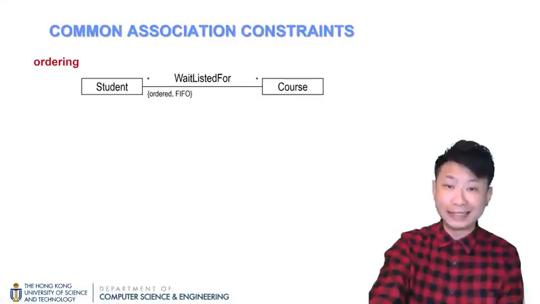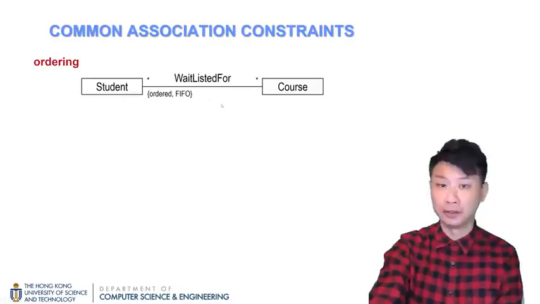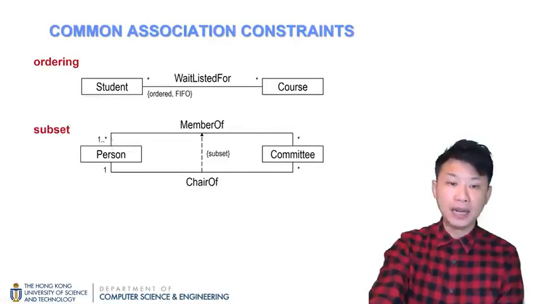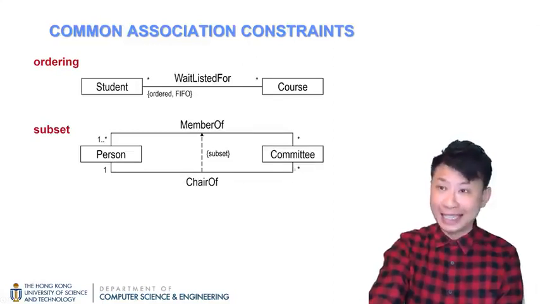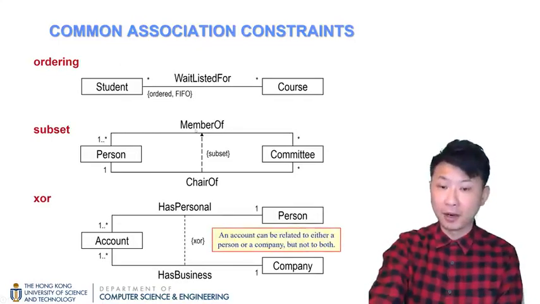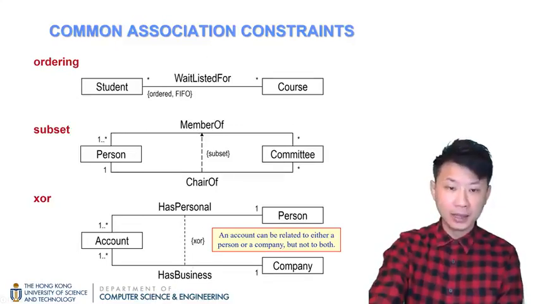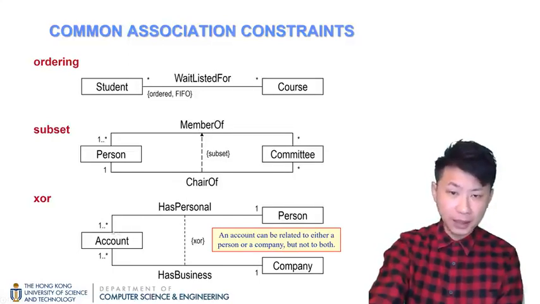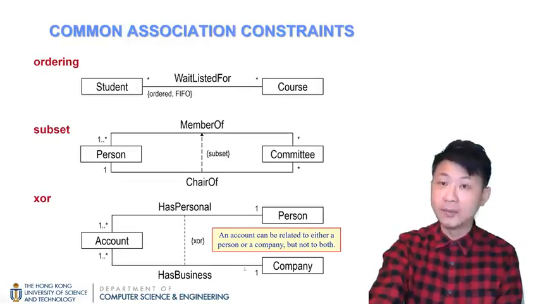For example, we can provide ordering. For example, students may be waitlisted for different courses, and then the order is going to be first in, first out. Maybe we have persons who are members of a committee. And also we may have a person who is chair of the committee. Then we can say that the chair is going to be a subset of the members. And exclusive or means we're going to follow either this path or that path, but not both paths. So an account is going to be either held by a person or held by a company, but not both of them at the same time.